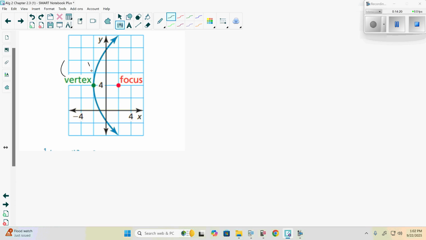Now they gave us the vertex, but they didn't directly label it or the focus. And again, we're going by 2's. Now the vertex is the point -2, 4. The focus is going to be the point what? 2, 4.